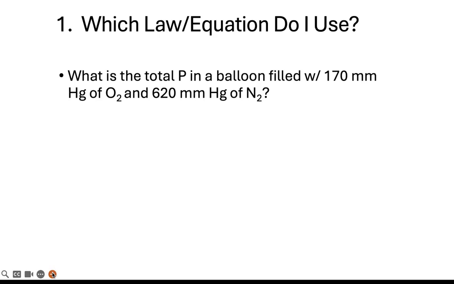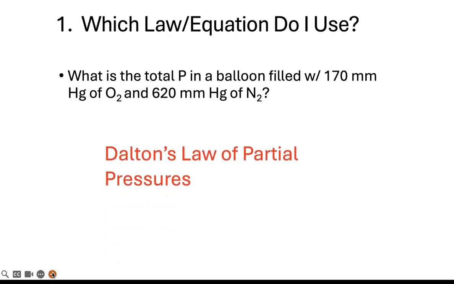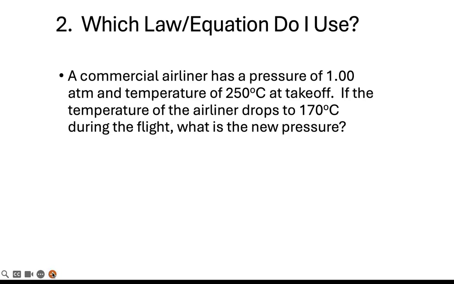Take a moment, read this one. Hopefully you were thinking, oh, I've got to use Dalton's law of partial pressures there. Absolutely. If you want to work this problem, I do have the answer at the end of the slideshow. How about this one?